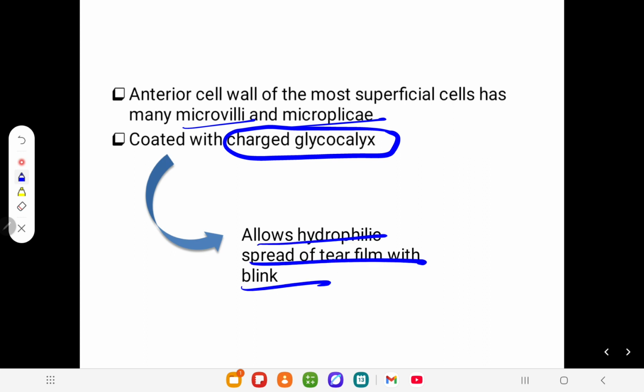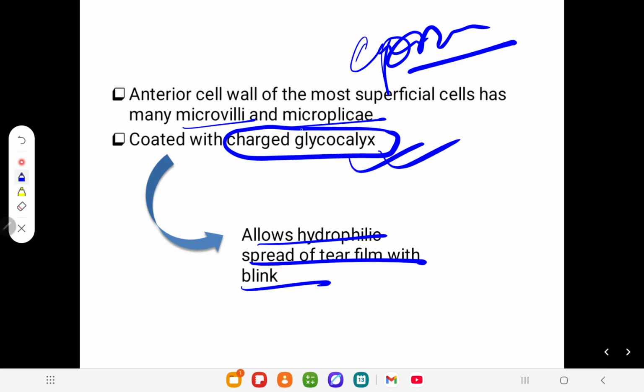See, as I have already stated, the epithelium is hydrophobic. Then how does tear, which is actually water, hold in front of the cornea? Because of the charged glycocalyx and because of the microvilli and microplicae. The microvilli and microplicae are coated with the charged glycocalyx, and that charged glycocalyx makes the cornea go from hydrophobic to hydrophilic. Okay, but actually the cornea is hydrophobic. Just remember this: it allows the hydrophilic spread of tear with a blink. It's very important, that concept of the coating of charged glycocalyx on microvilli and microplicae.